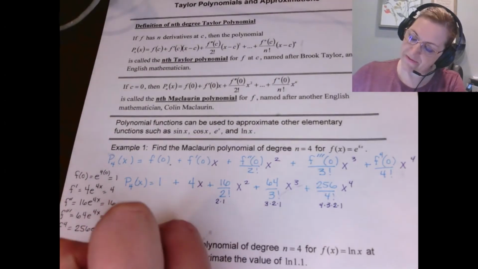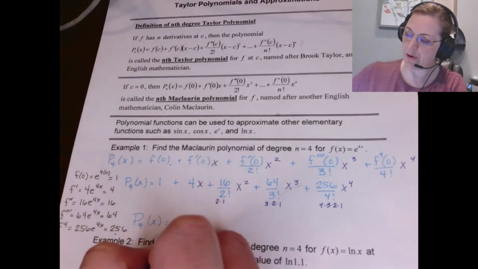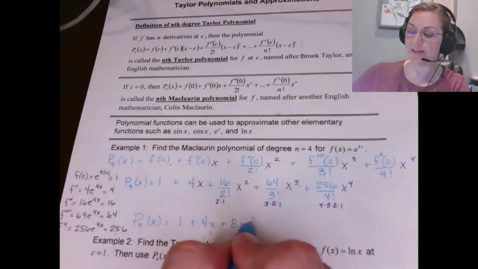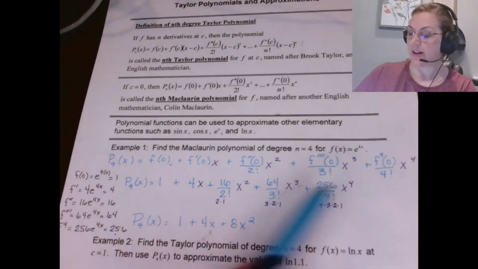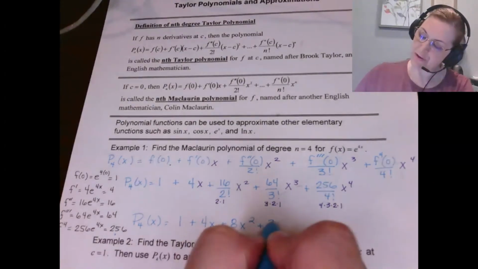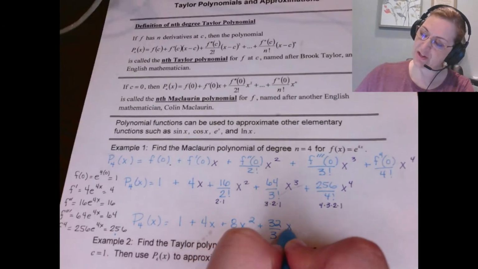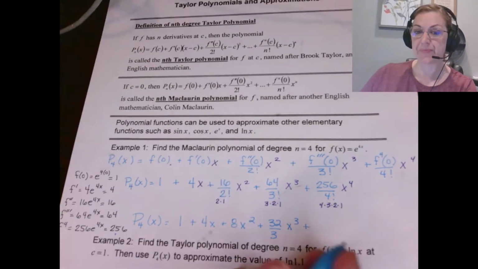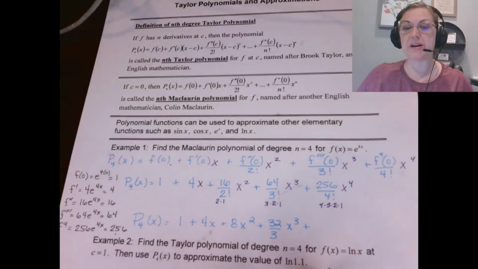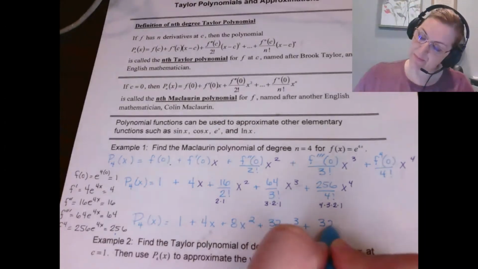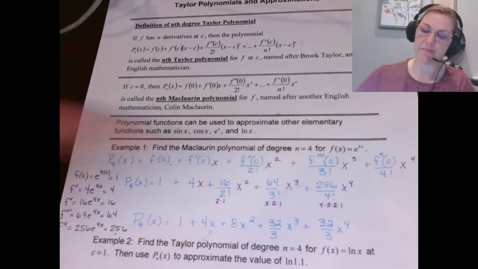Okay, so my final answer, my Maclaurin polynomial would be 1 plus 4x plus 8x squared. Okay, 64 over 6, we can reduce by 2. That's going to give me 32 thirds x cubed plus, looks like I've got 24 there. I think we're going to be able to reduce by 8 here. So if we divide by 8, I'll get 32 thirds again, x to the 4th.